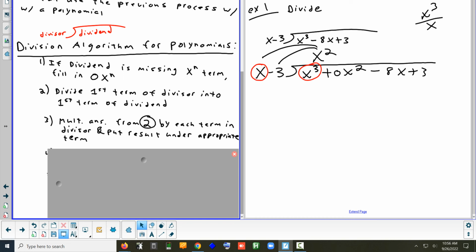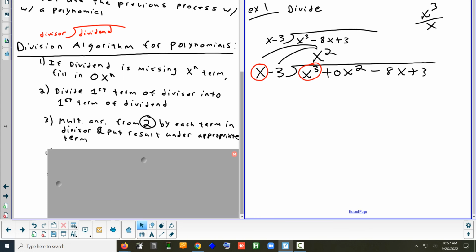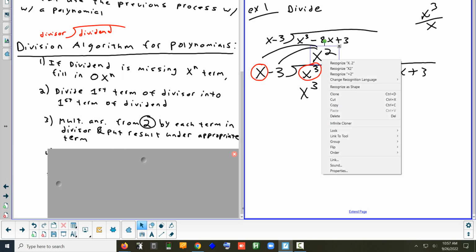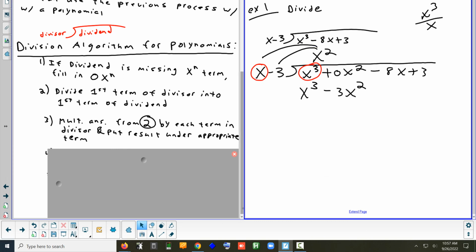Right, so let's multiply the answer from step 2 by each term in the divisor. What's x squared times x? x cubed. Put that under the x cubed. What's x squared times negative 3? Negative 3x squared. And that's all you do for step 3. Multiply each term on the outside by the answer that you just got from step 2. Questions on that step?